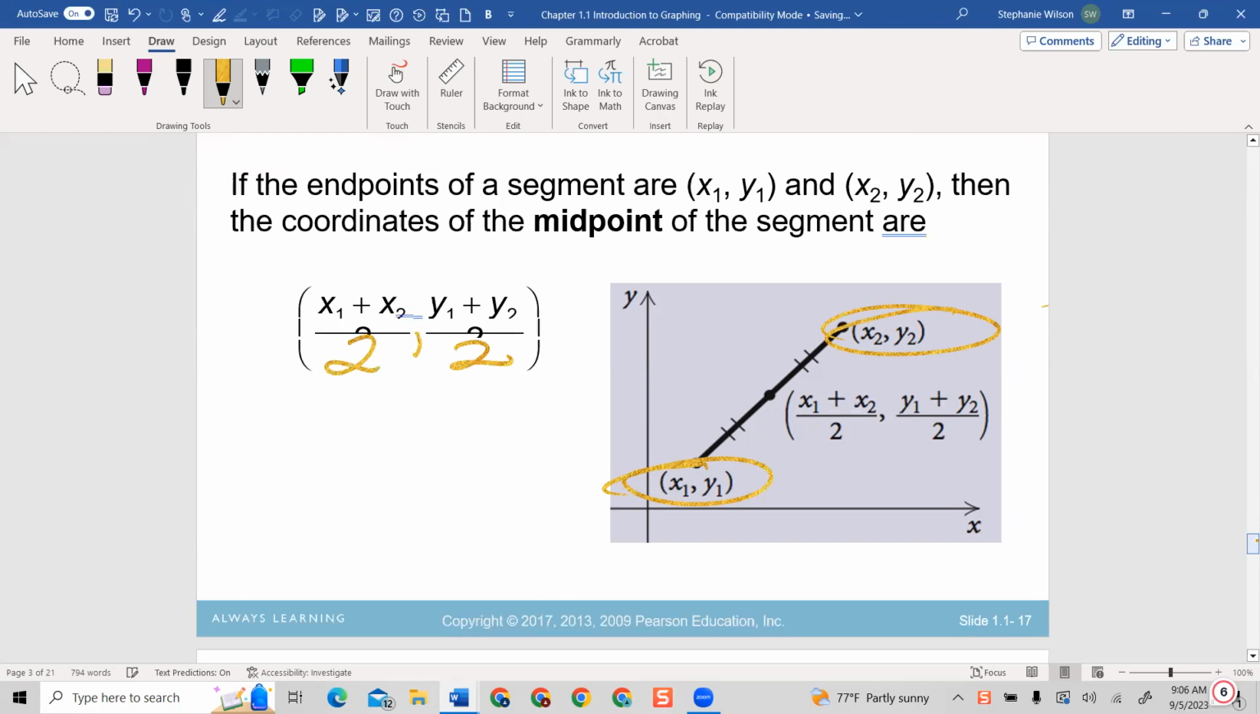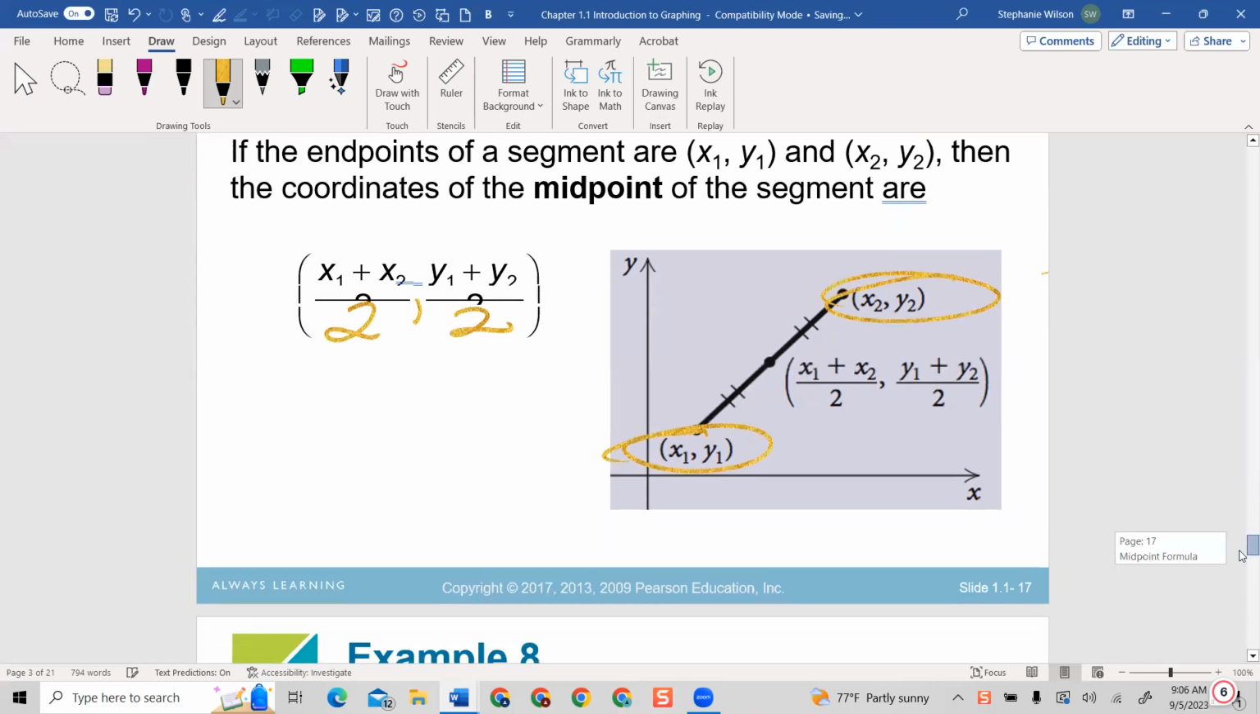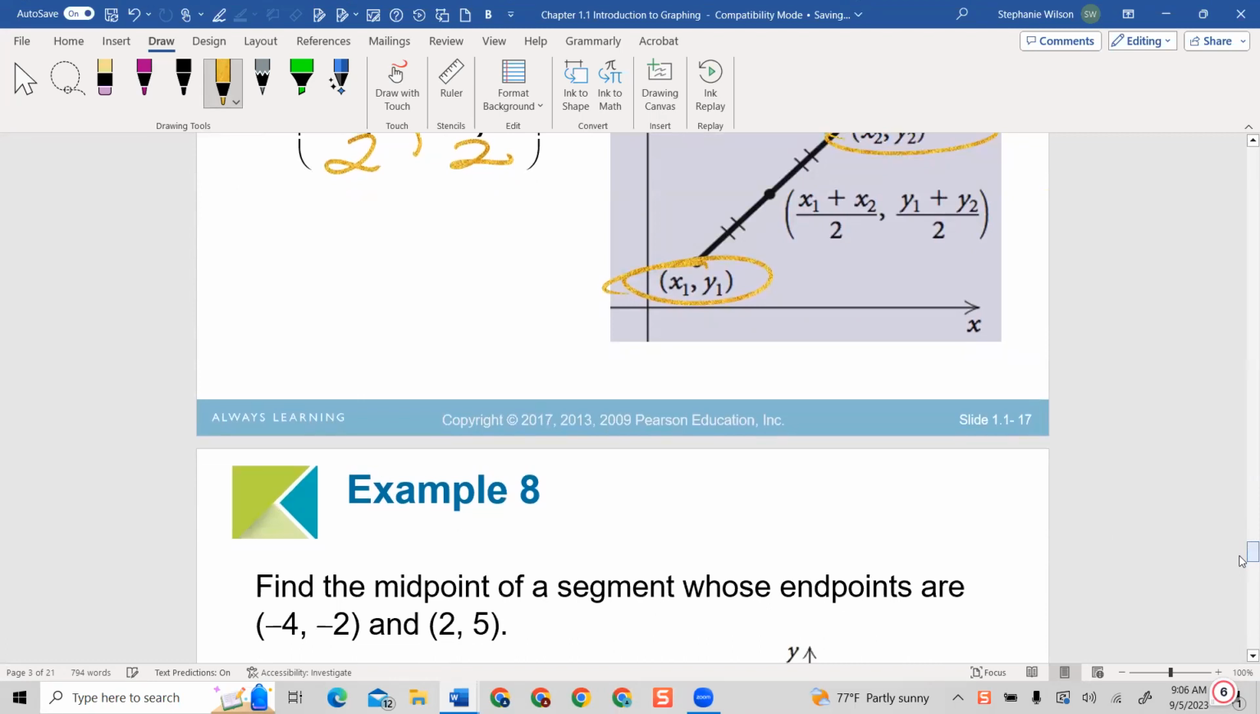Put a comma. And again, our x values are the first coordinate in the ordered pair, and our y values are the second. We're going to use these ordered pairs right here to solve. So if we're going to do x1 plus x2 divided by 2, I'm going to do it separately. You don't have to, but I am.